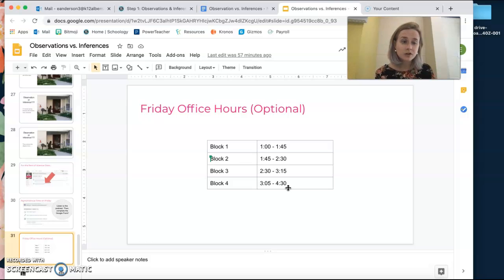It's totally optional. This is a time for you to ask questions or check your work with me or just check in. So you don't have to come. It's totally optional. That's a time for you to check in with me.